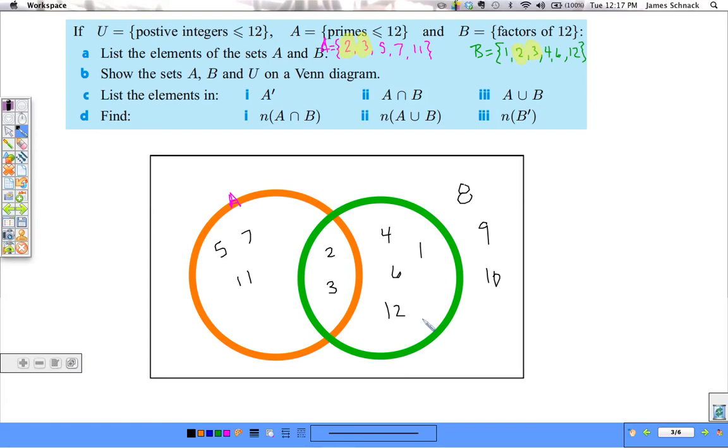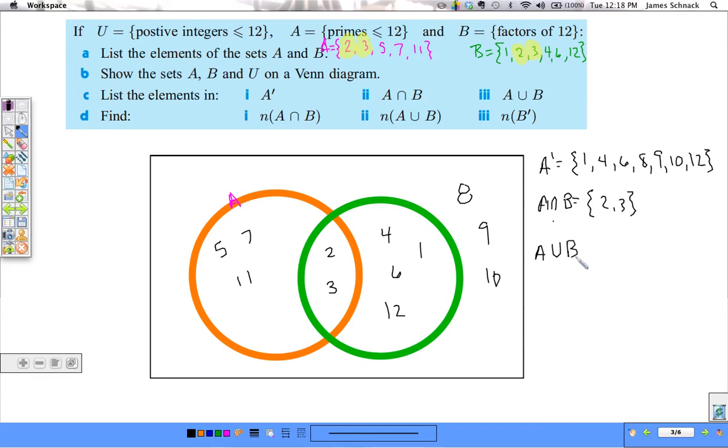Now, we have a whole bunch. We need to list the elements in some of these sets that we've got. Everything not in the orange circle. So 1, 4, 6, 8, 9, 10, 12. Usually we'll write sets in numerical order just to make seeing what's there easier. Notice I did not include the 2 and 3 because those are inside A. A intersect B is the elements that fall in the overlapping area. That is the set 2 and 3.